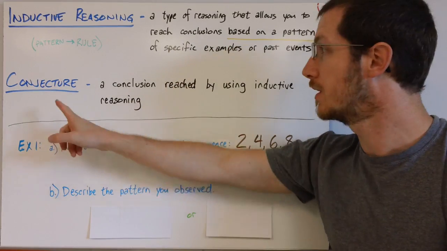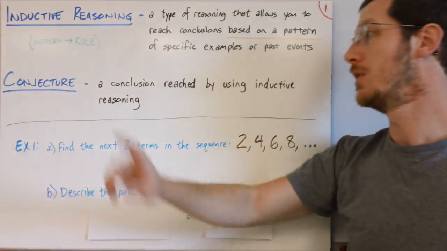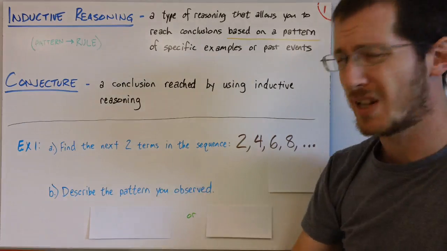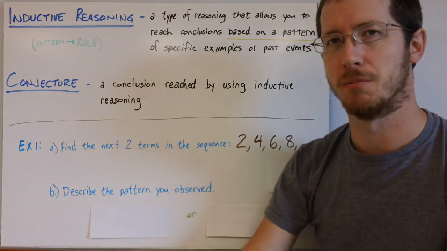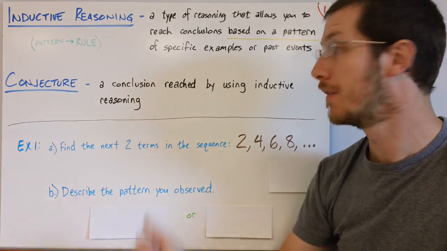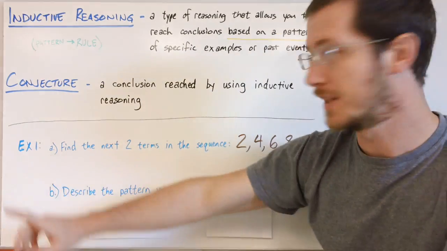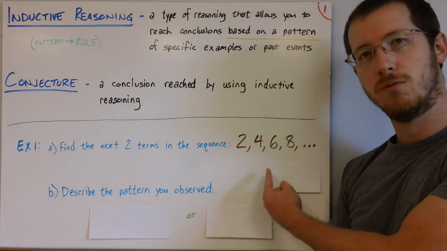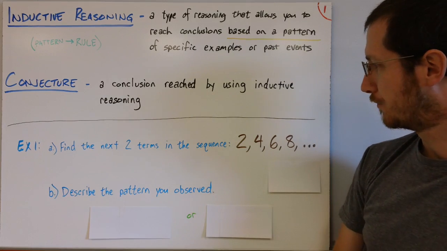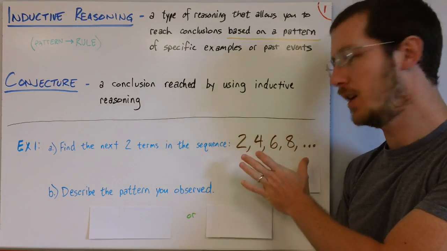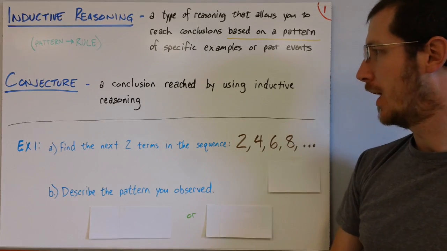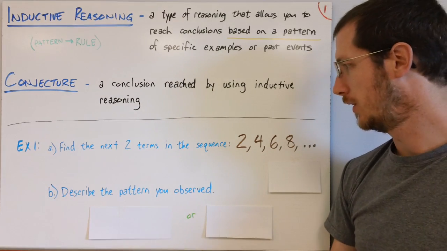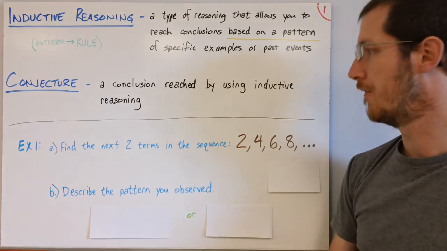That rule or conclusion is called a conjecture. So a conjecture is a conclusion reached by using inductive reasoning. Let's look at a series of examples here using inductive reasoning to come up with conjectures. First example. We want to find the next two terms in this sequence, and we're given 2, 4, 6, 8. We also want to describe the pattern once we've reasoned through what it is and found the next two terms.